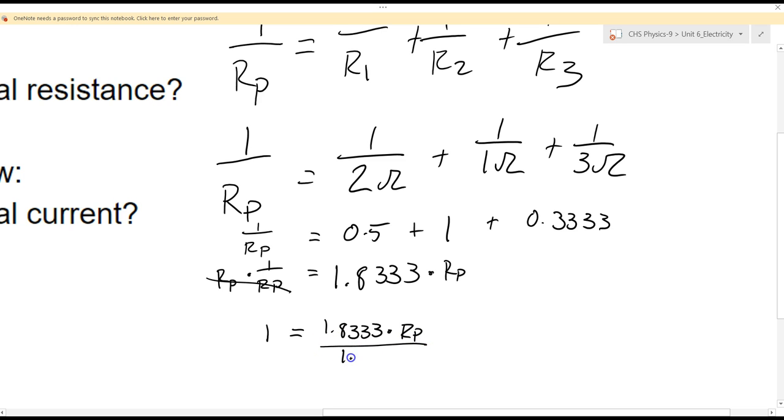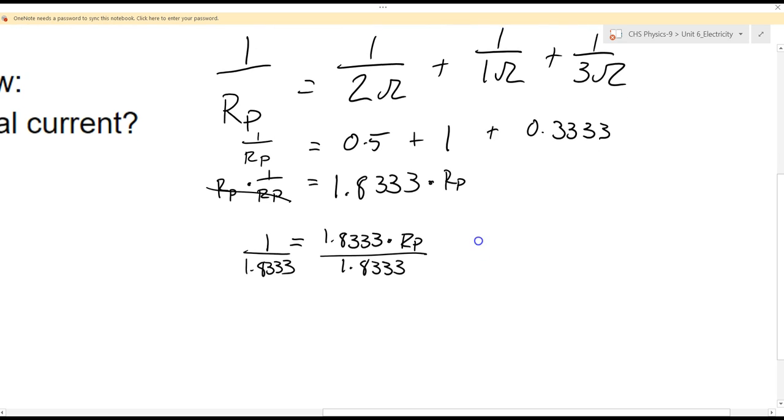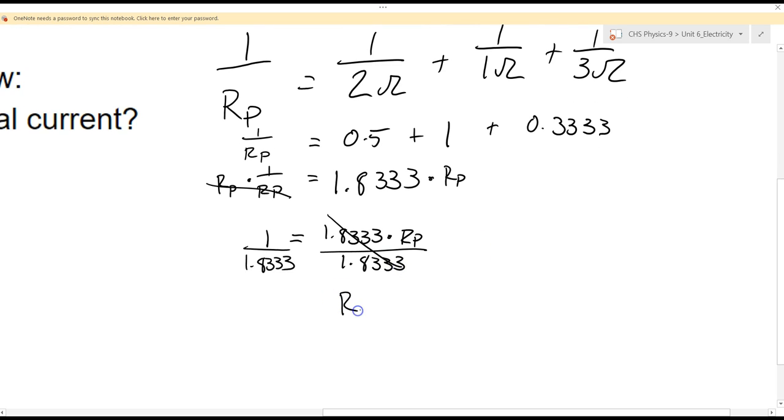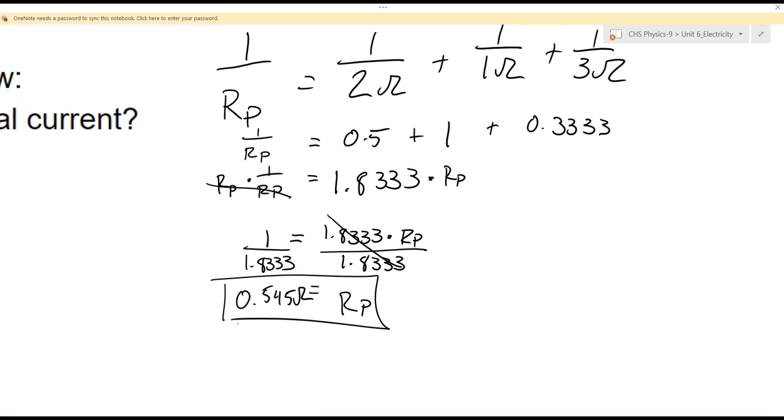And then I divide by 1.8333, divided by 1.8333. It goes away. I'm left with Rp equals 1 divided by 1.8333. And I'm left with 0.545 ohms. And there's more decimals to that, but that's just what I got if I round it. Okay? So that's what we end up getting.